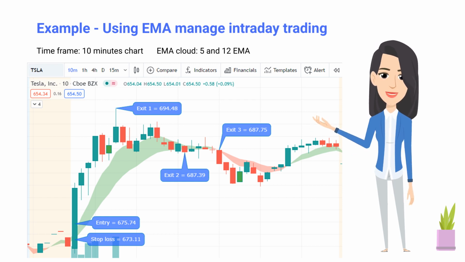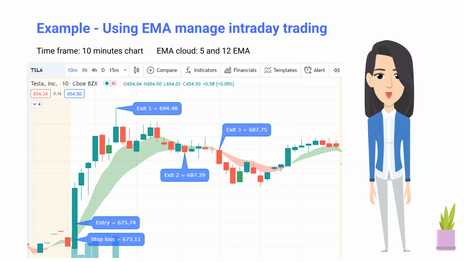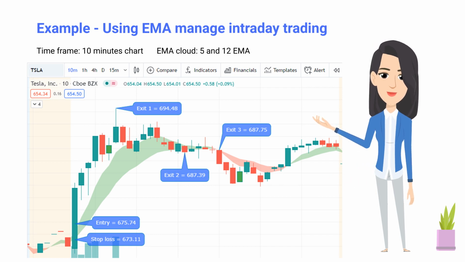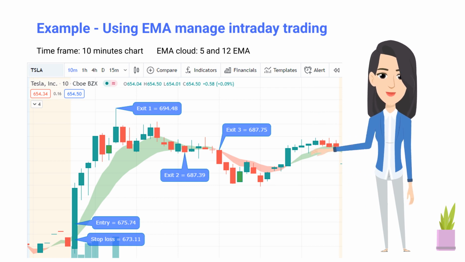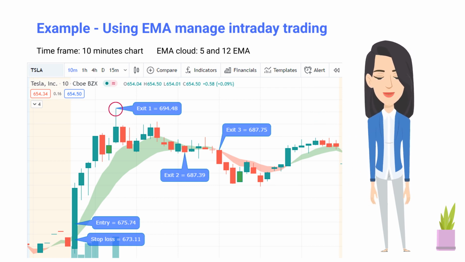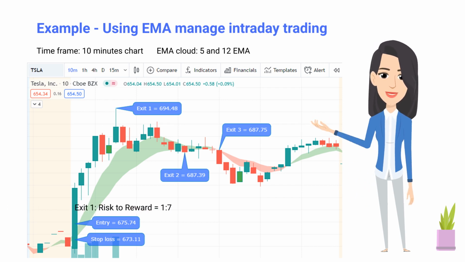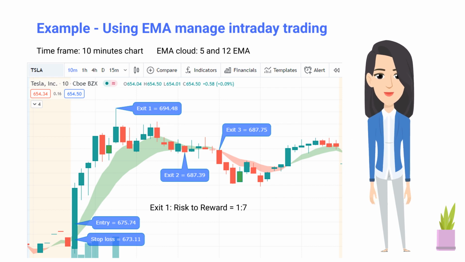The first exit point is the best case scenario. The stock is on a strong uptrend and it's riding above EMA Cloud. It reached a high of $694.48. If you ride it all the way up here, this trade would provide a risk to reward ratio of 1 to 7. It would be an amazing trade.